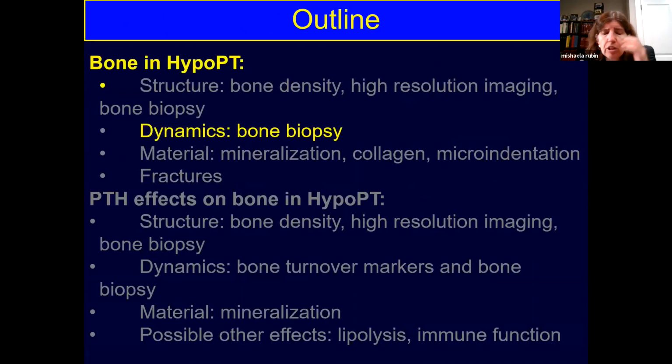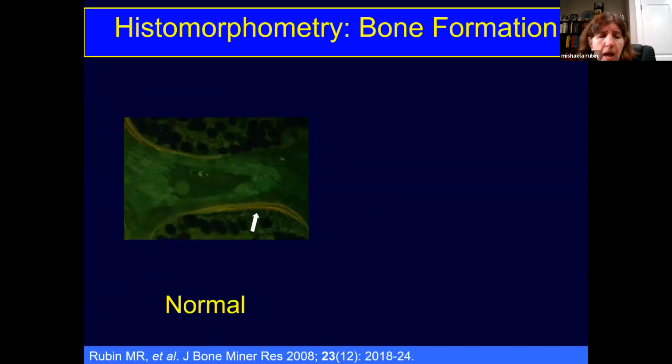So taken together, this shows that the bone is very thick and very dense at every level, the trabecular level and the cortical level. So why is that? Why is that happening? Well, it's really thought to be because bone turnover is low. And we looked at this in the bone biopsies.